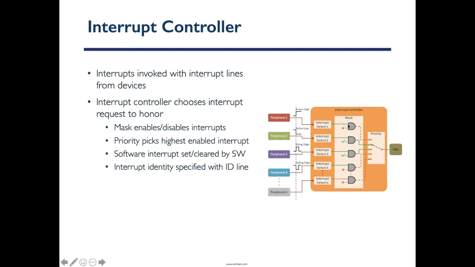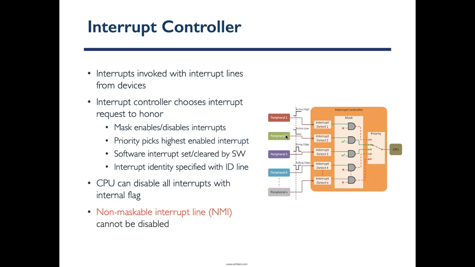You can say, at this point, for instance, I don't want to be interrupted by this device. I only want to be interrupted by, let's say, device 2 and device 3, but not by any of the other devices. And then you have some sort of priority selection between the interrupts that happen at the same time. You will choose which interrupt to process.